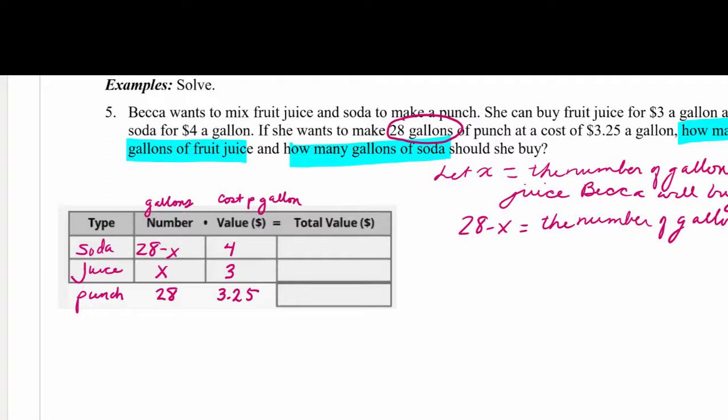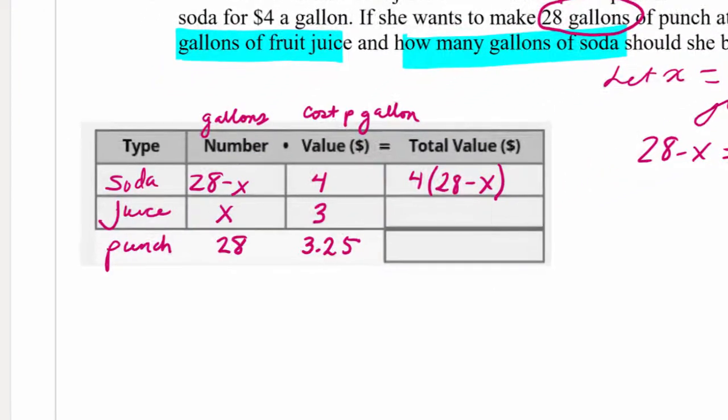Okay. And what we're going to do to set up the equation again is use this table to multiply across. So I'm going to put the 4 in front, and then the quantity is going to go in the parentheses. And then here for the juice, I have 3 times X. And then for the punch, I have 28 times 3.25. So notice how we multiplied across in our table. That table is really handy, isn't it? It keeps everything organized so that we can come up with the equation.